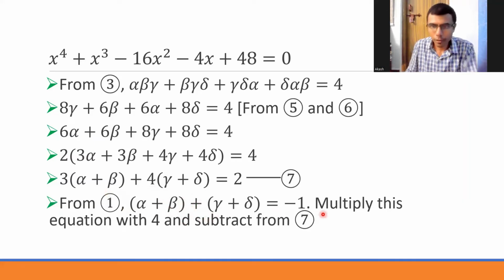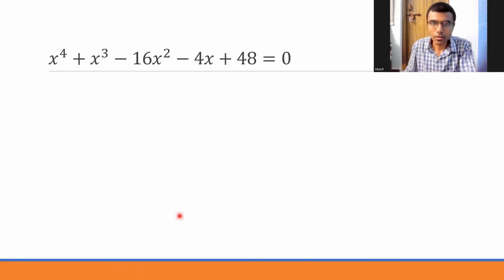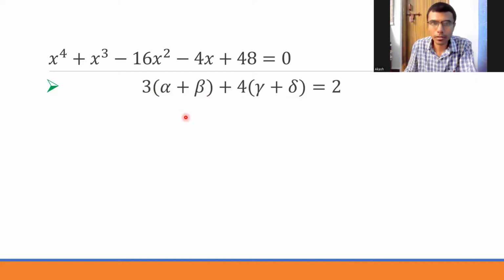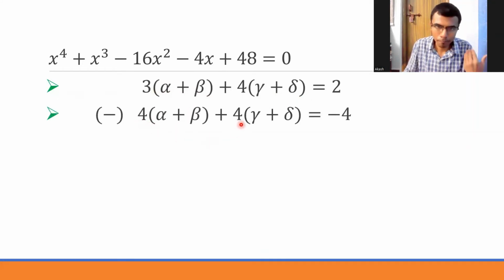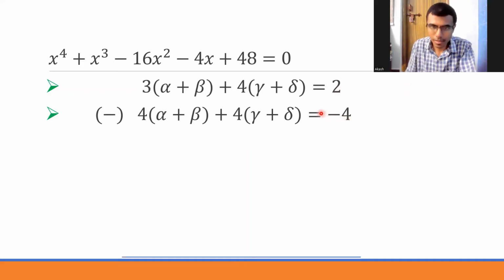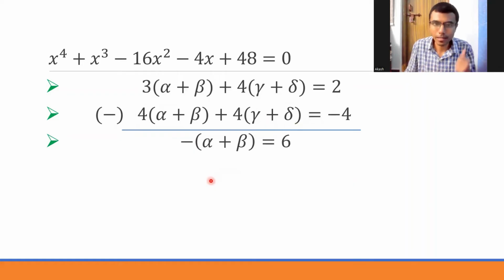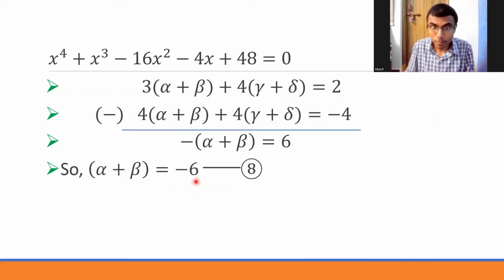Now next, I'm going to multiply this equation with 4 and subtract it from 7. So this is what I have. This was what I had showed you before, and this is what I would get after I multiply 4 to that. -4 I would have in the RHS. So just subtract. This sign indicates that you're going to subtract. Fine. So 4 times gamma plus delta minus 4 times gamma plus delta, these two would get cancelled, and 3 minus 4 is -1. So minus of alpha plus beta is equal to 2 minus of -4, which is 2 plus 4, which is nothing but 6. So minus of alpha plus beta is 6. So alpha plus beta is nothing but -6.